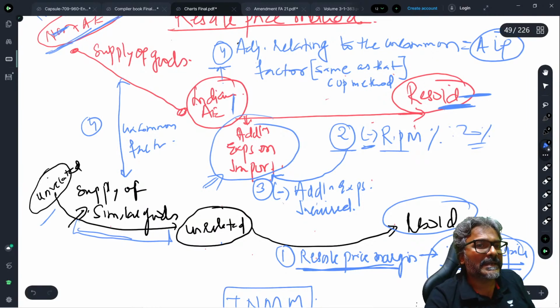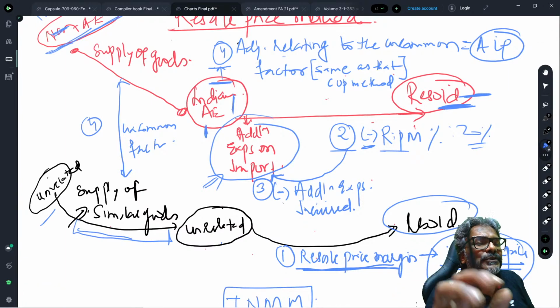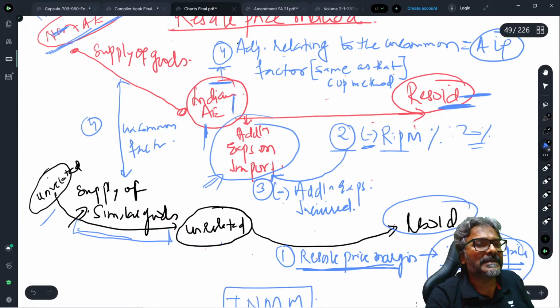Now you are at this stage. Be careful, students. Now point number 4, adjustment relating to the uncommon factor. Once you have reduced the margin percentage, then as such you have arrived at the seed. This is a seed, students.